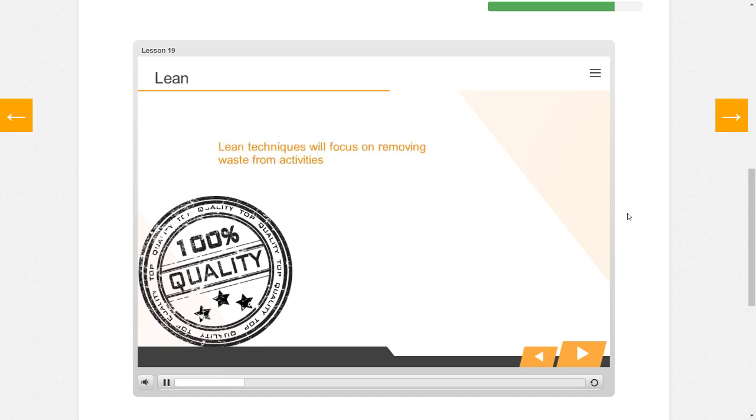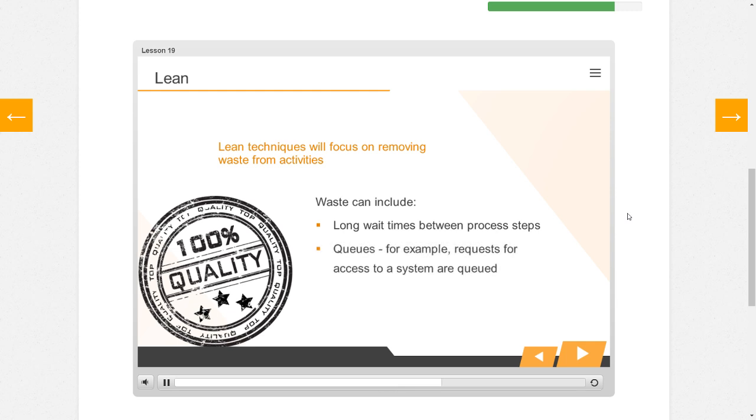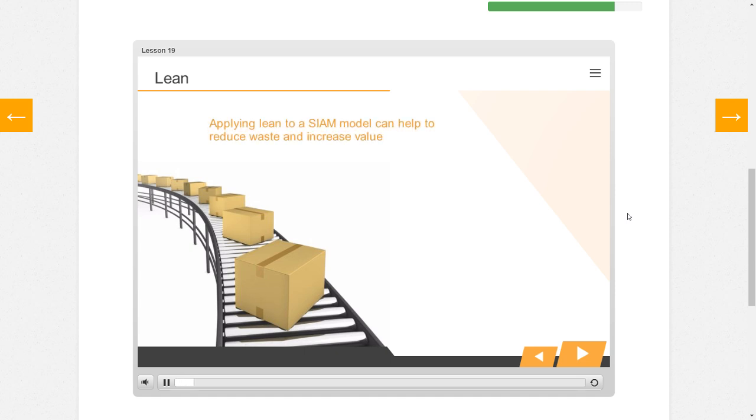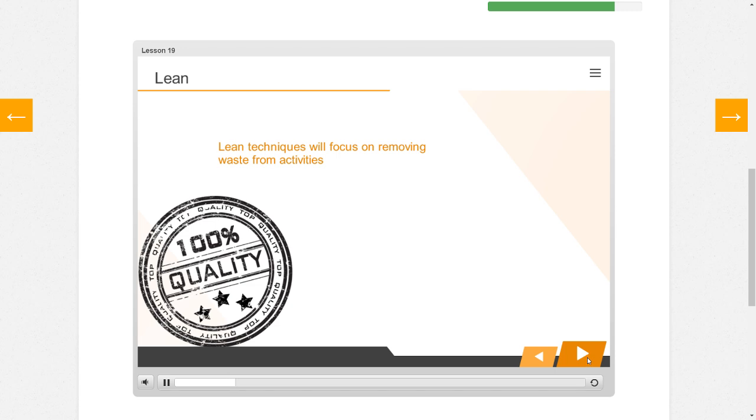Lean techniques will focus on removing waste from activities. Waste can include long wait times between process steps, queues. For example, requests for access to a system are queued, bottlenecks in process flows. Lean techniques will focus on removing waste.